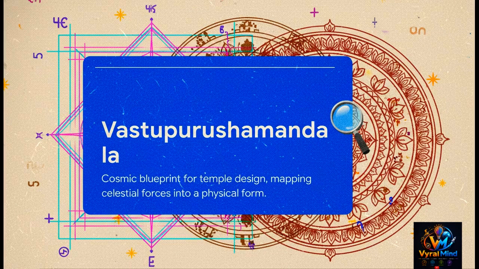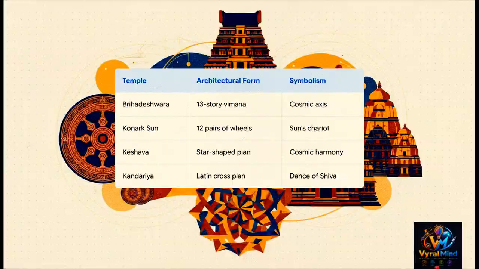Remember that mathematical grid of our digital 4K renders we talked about earlier? Well, ancient architects used their own sacred grid called the Vastupurusha mandala. It is the cosmic, geometric blueprint for temple design, mapping celestial forces directly into a physical form. The digital grid and this ancient stone grid are ultimately doing the exact same thing. They're just different resolutions of storytelling, translating the invisible into the visible. Let's look at how this data is literally stored in stone.